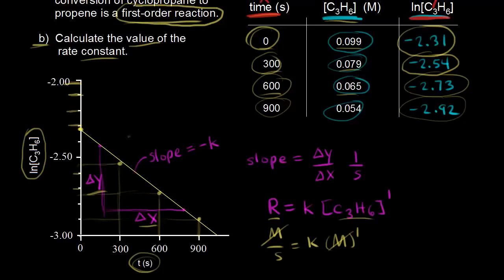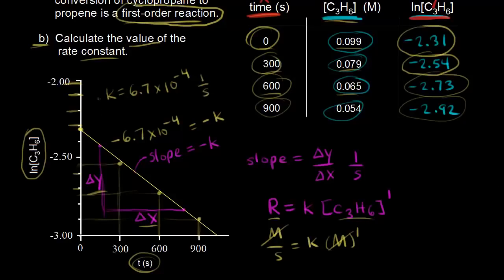All right, so let's go ahead and put that in here. The slope is negative 6.7 times 10 to the negative 4, and that's equal to negative k. So obviously k, or the rate constant, is equal to 6.7 times 10 to the negative 4, and this would be 1 over seconds.